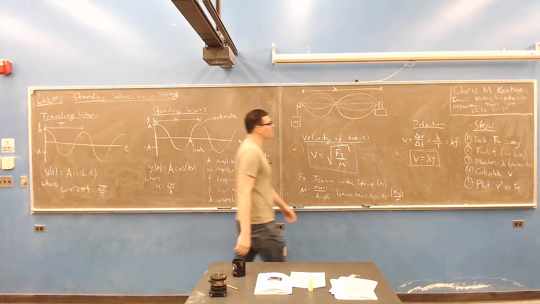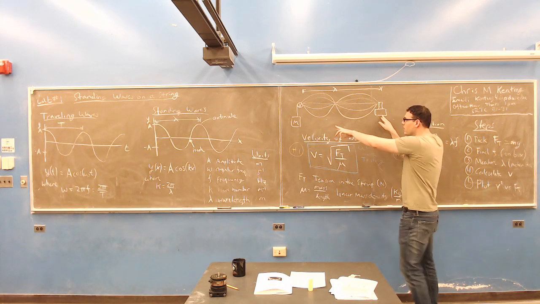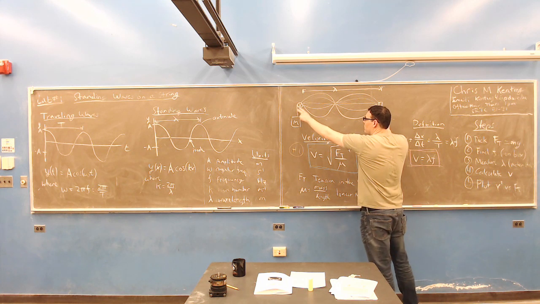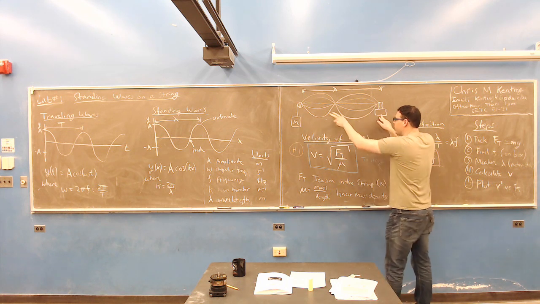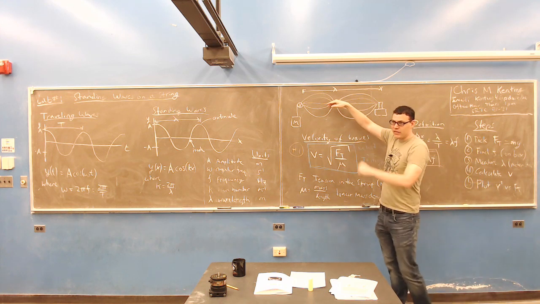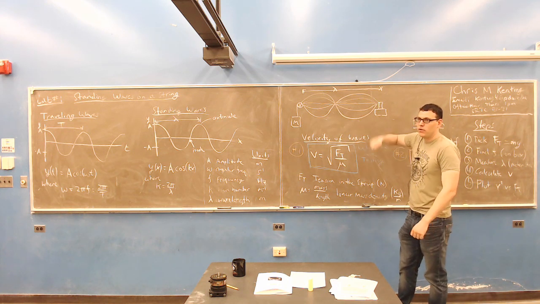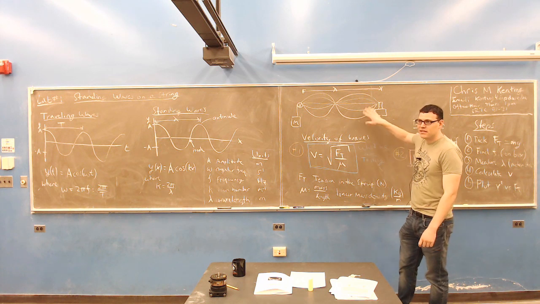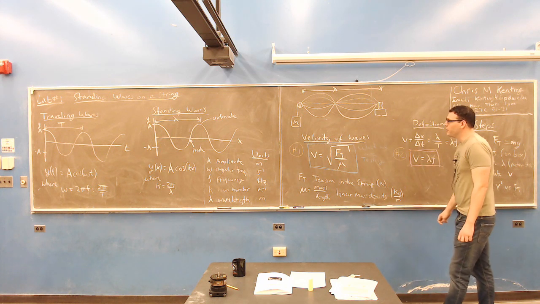All right, so we're going to do this. We're going to set up a weight over here that's going to add tension to the string, and then we're going to use a mechanical vibrator to vibrate it. And you're going to see what I just demonstrated, except you won't have to get your arm all tired, because you have a mechanical vibrator doing the work for you.